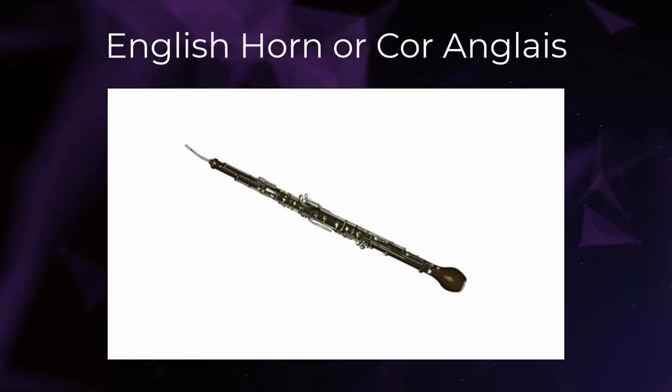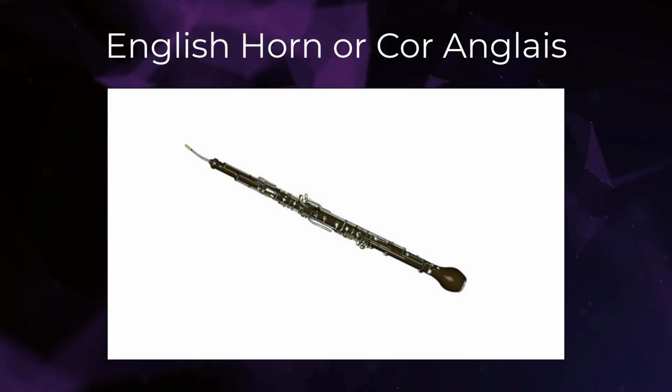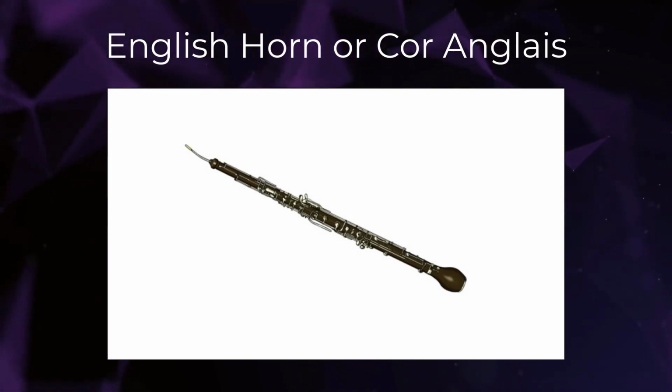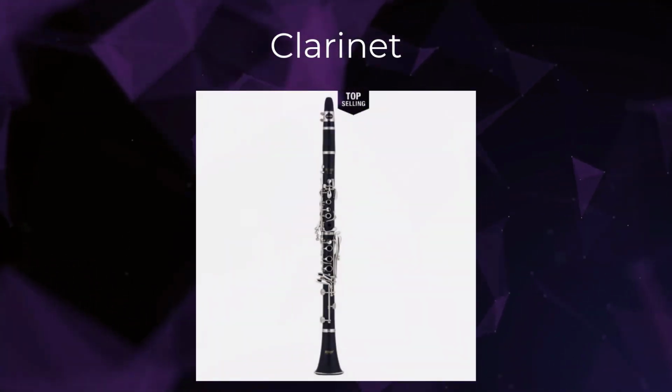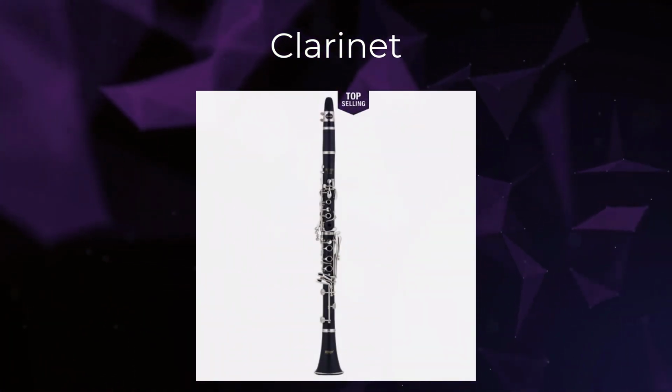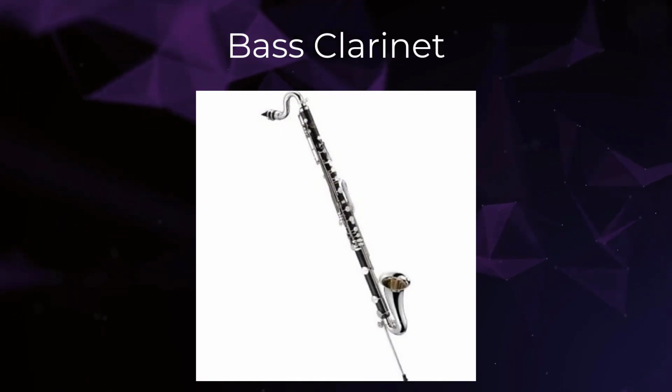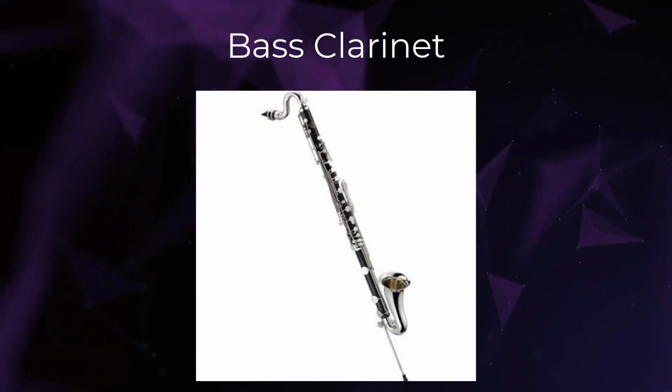The English horn, or cor anglais, sounds a perfect fifth below the oboe and has a more mellow timbre than the oboe. Single-reeded instruments such as the clarinet and bass clarinet create a very fluid sound when blown. The bass clarinet is a larger version of the clarinet and boasts a nearly 4-octave range.